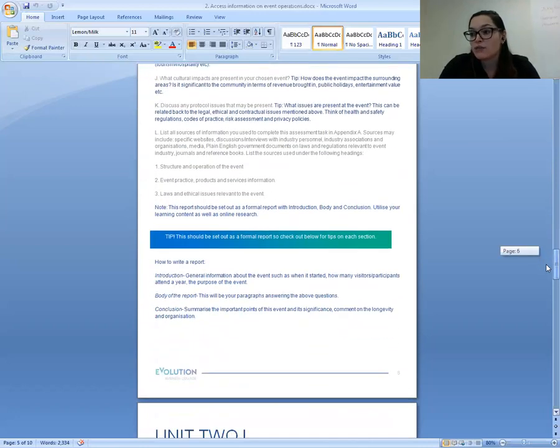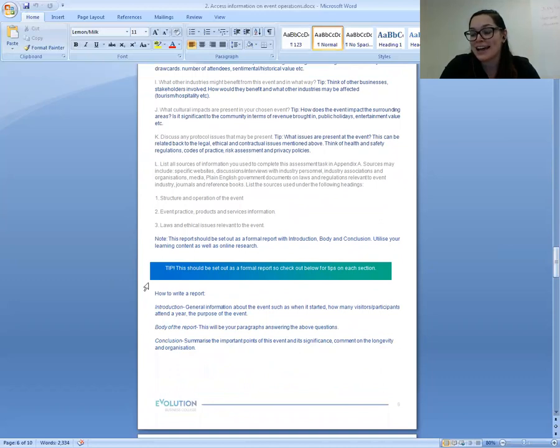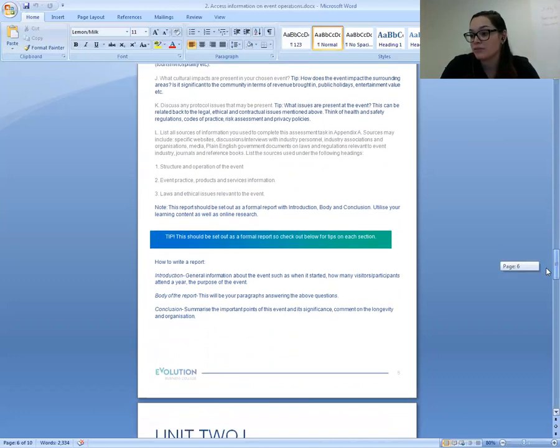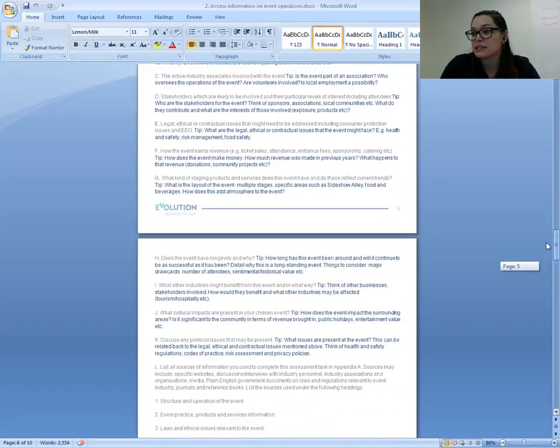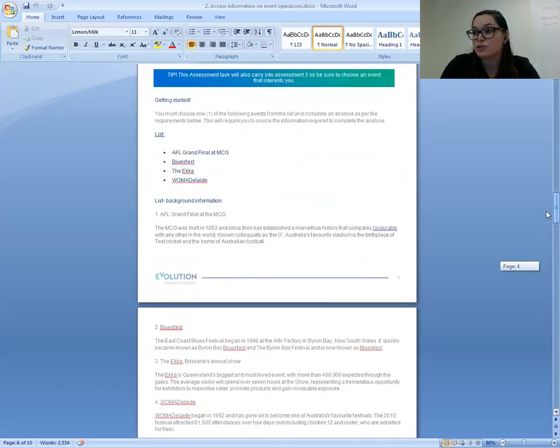In the unit breakdown, I've also had a little addition here of how to write a report. So it's just a little bit of a tip on how to do an introduction, a body of the report, or the conclusion. And then that is the assessment 2.